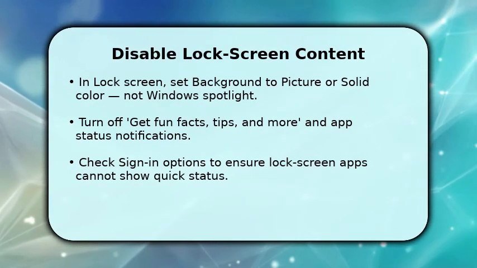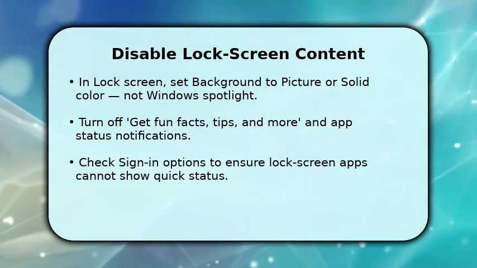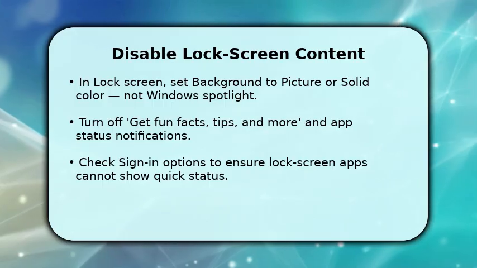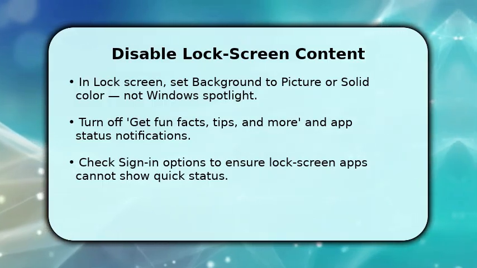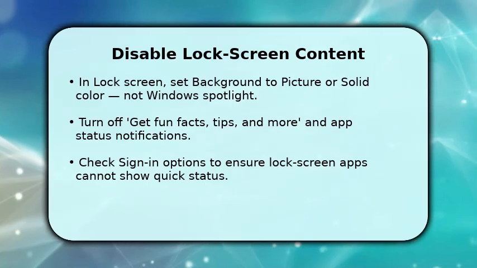Now you disable lock screen content that feeds the blocks. Change background from Windows Spotlight to picture or solid color so rotating content stops. This prevents many news items.